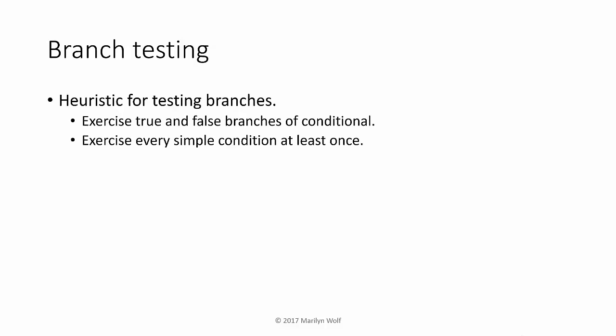Branch testing is one of the heuristics we use. There are several different types of heuristics that have been proposed for testing branches. A simple test would be to exercise every true and false branch of a conditional. That sounds complete, but it's not, because we may have a statement with a complex condition in it. So a more thorough test would be to exercise every simple condition, that is, every variable or every inequality, at least once. The second test is more complex. It requires several different tests, but it's also more thorough.